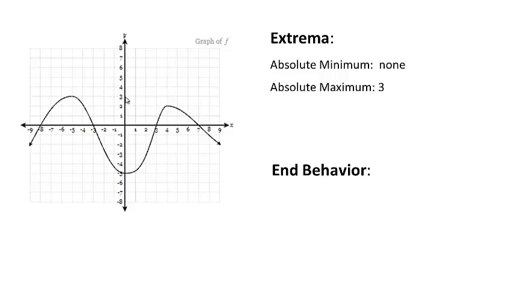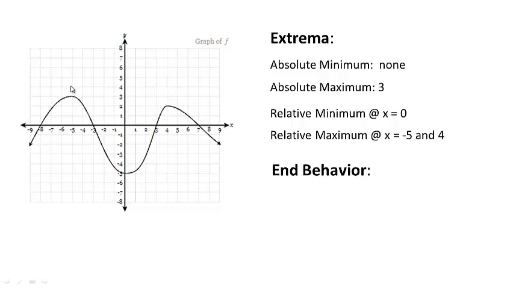For relative minimums, that's where we're looking for the bottom bumps. The bottoms here. So this point right here, even though it wasn't the lowest point of the whole graph, is where the slope went from negative to positive. That makes it a relative minimum. So we have one relative minimum. And then for relative maximum, we're looking for the tops of the bumps here. So we have two of those at -5 and at 4.